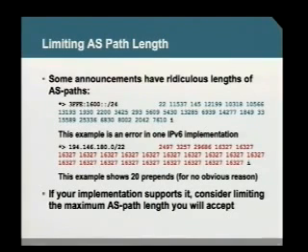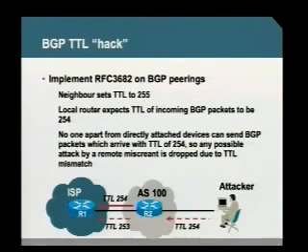Who knows? Okay? So, if the implementation supports it, consider limiting the AS path length you will accept. Some folks are just setting it to about 25 because they don't want to run into any bugs or weird things that people are doing. It's just general safety stuff.